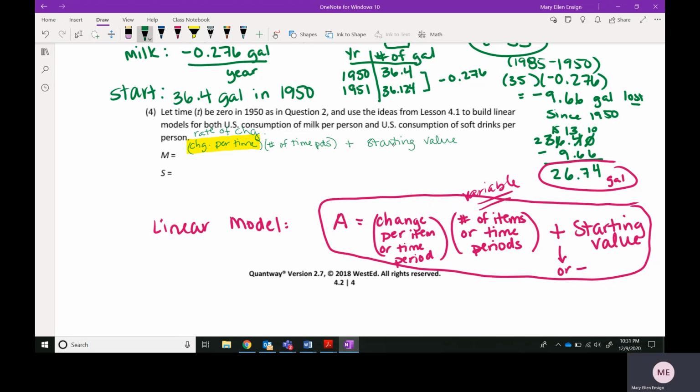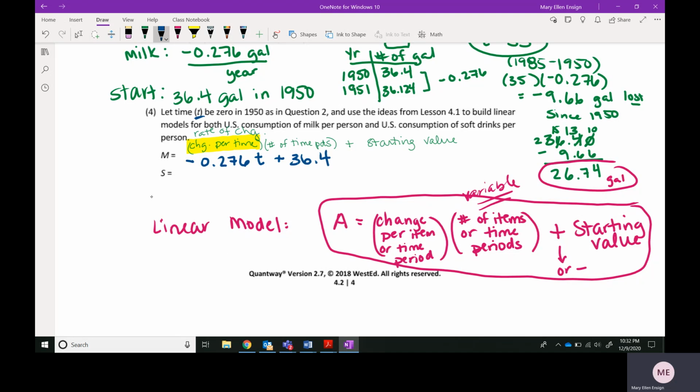Okay, so let's come back. So we know for milk, so M is going to stand for the consumption of milk, right? What parts is that? Well, my change per time is my slope. Milk went down 0.276 per year times however many years. Well, let T be 0, right? So I have T here plus my starting value was 36.4.